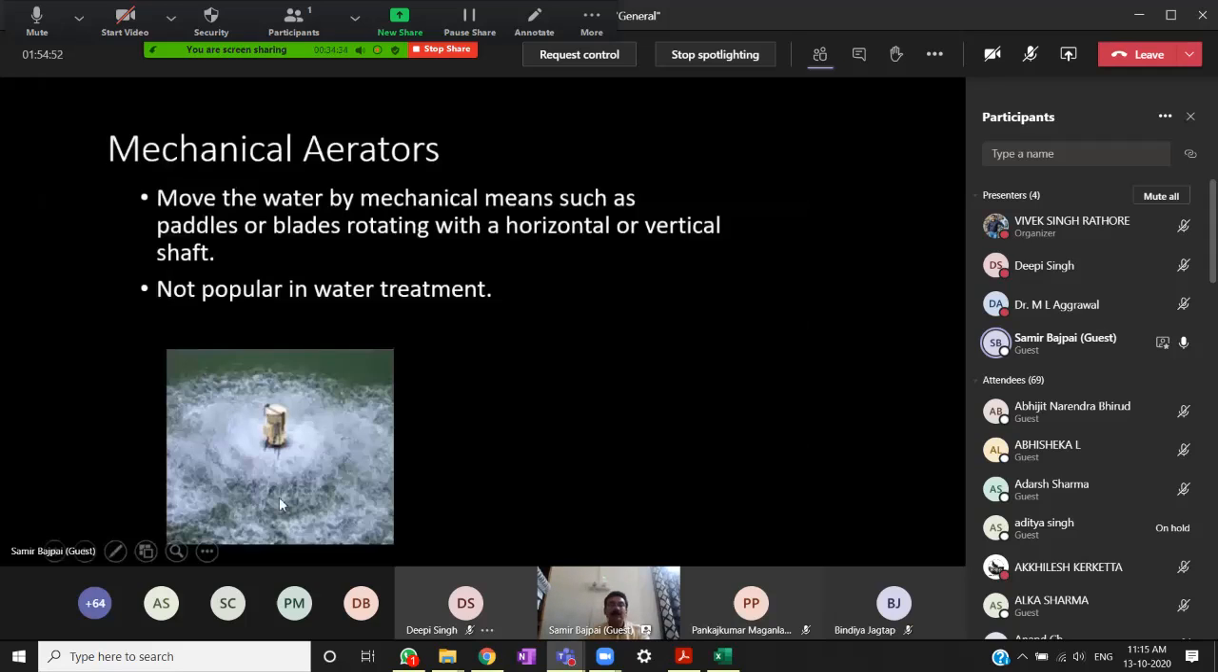Then you can have a mechanical aerator where you have installed a motor on a paddle, and paddles are there, and you are rotating this whole water volume very violently. Of course, a lot of power requirement will be there, so it is not popular in water treatment. It is used in wastewater treatment.